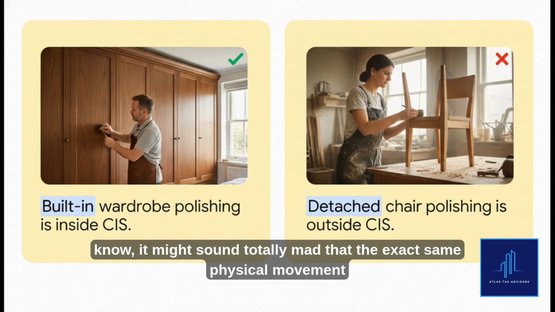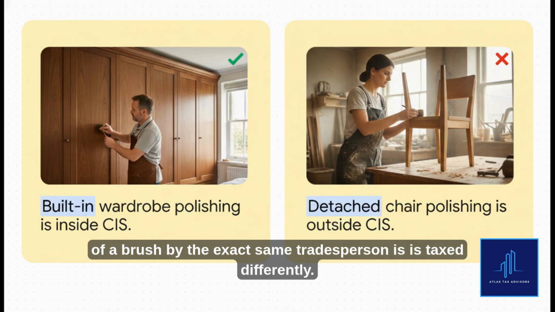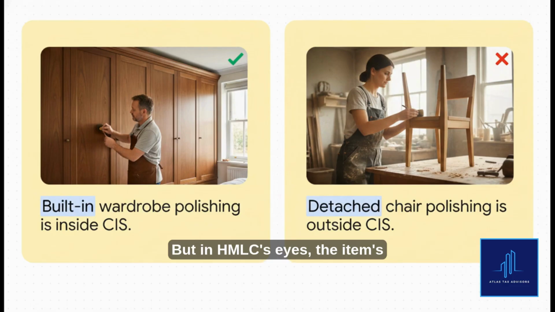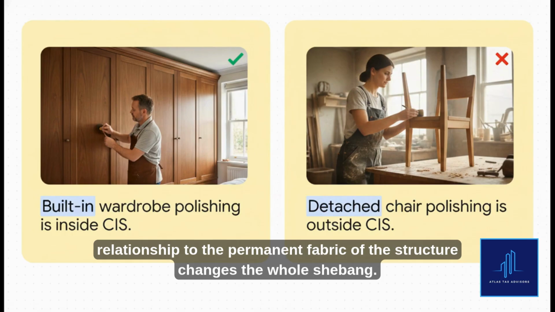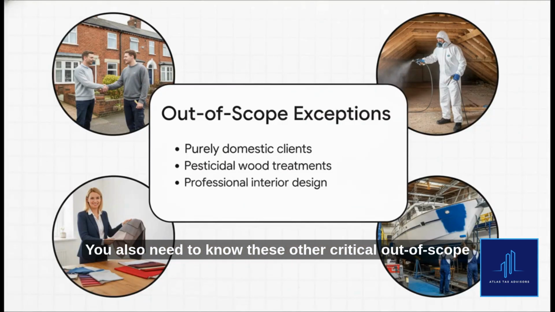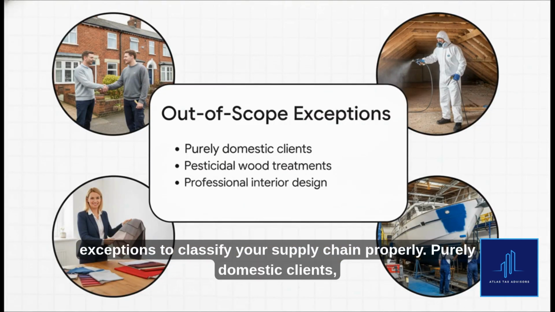I know, it might sound totally mad that the exact same physical movement of a brush by the exact same tradesperson is taxed differently. But in HMRC's eyes, the item's relationship to the permanent fabric of the structure changes the whole shebang. You also need to know these other critical out-of-scope exceptions to classify your supply chain properly.